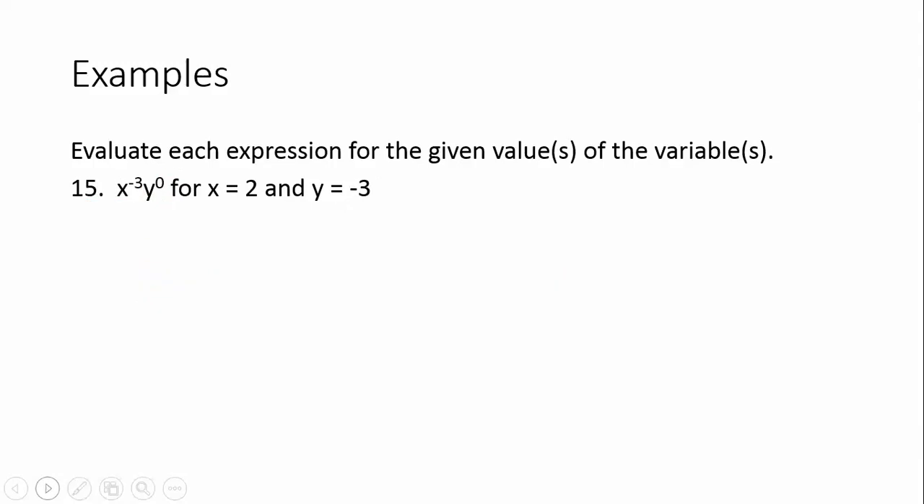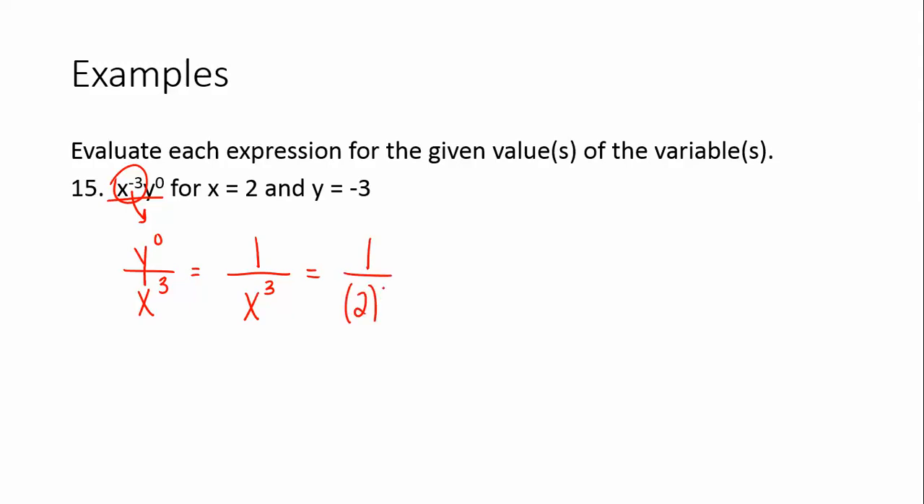We have x to the negative third, y to the 0. The x is being raised to the negative exponent, so we're moving it down to the bottom. We have y to the 0 over x to the third. Now, you may remember here that anything raised to the 0 power, whether it's a variable or a number, is going to be 1. So now we have 1 over x to the third. So we're just going to substitute in the 2 for x, and we get 1 over 8. That's 2 times 2 times 2.